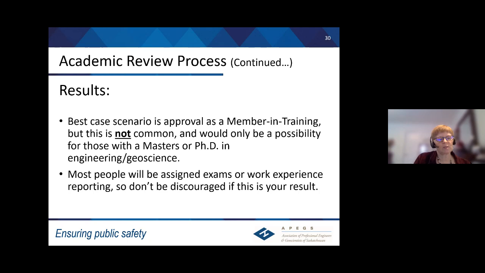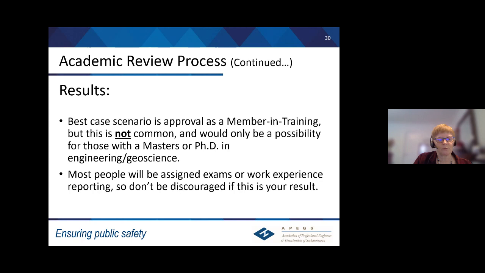So the possible results that might come out of the academic review process, the best case scenario is that you will get approved as a member in training. This is not common and would only be a possibility for those people who have a master's or a PhD in engineering or geoscience that is in a related discipline to their bachelor's degree. Most people are going to be assigned exams or work experience reporting. So if this is the result that you get, don't be discouraged. This is the common step in the process.